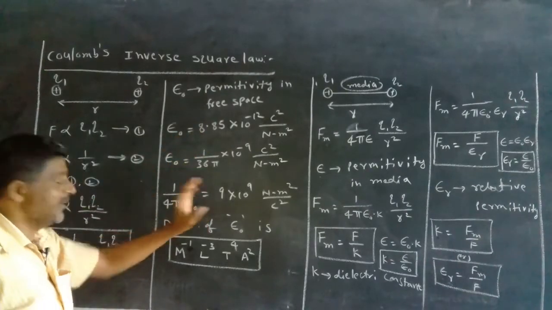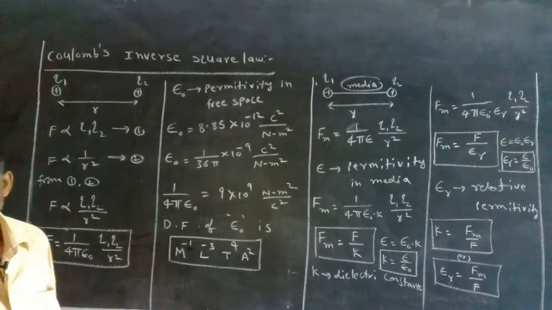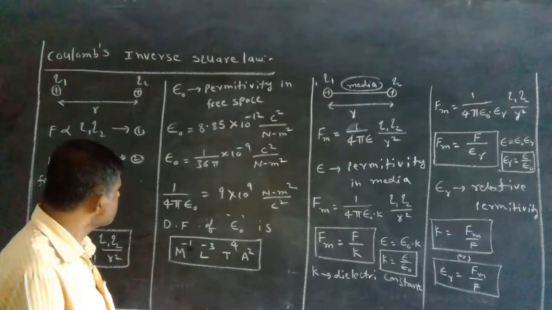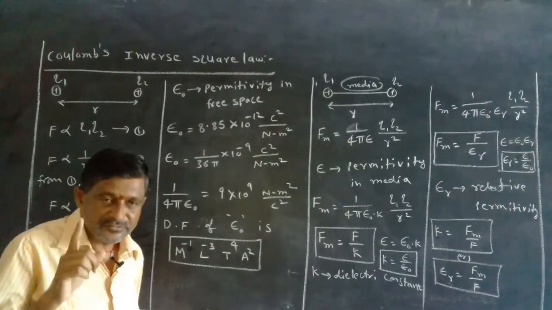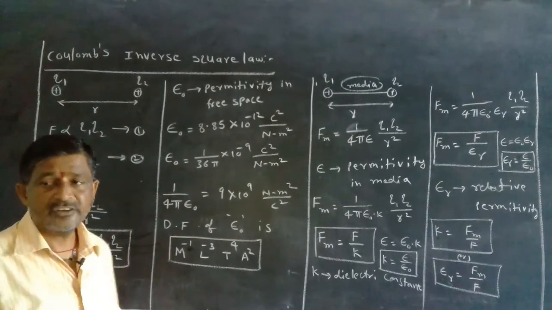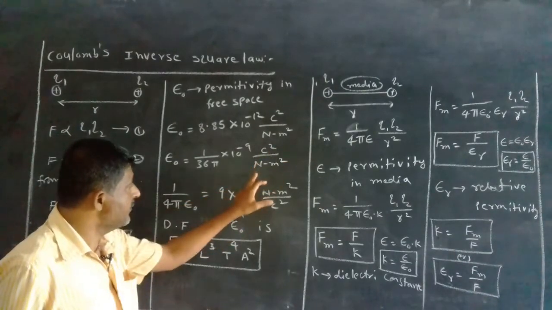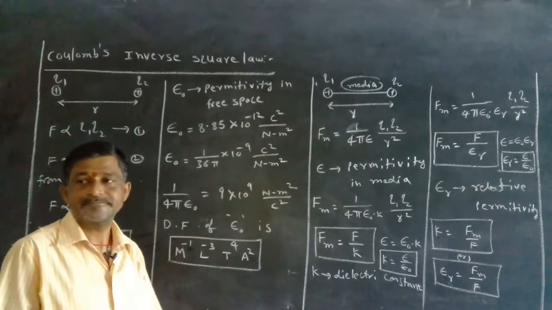Permittivity is one of the topics for 2 marks. Now, what is the 2-mark question? Write the unit of permittivity. What is the unit of permittivity? Coulomb square divided by Newton meter square.